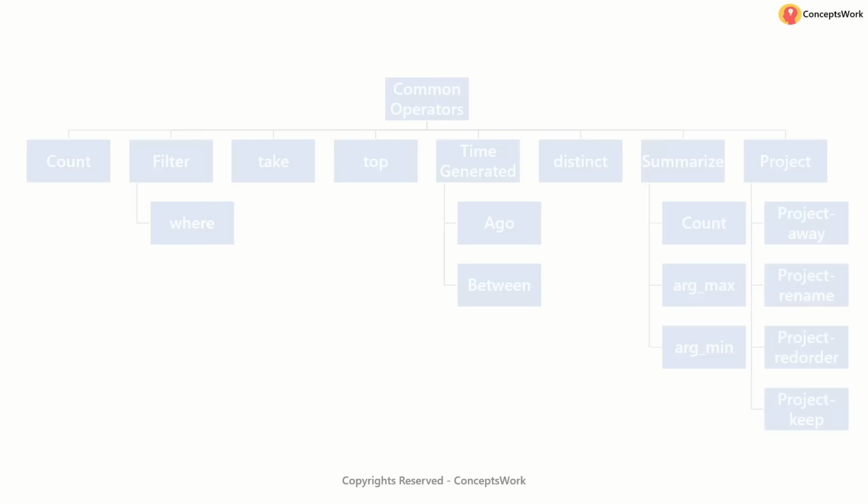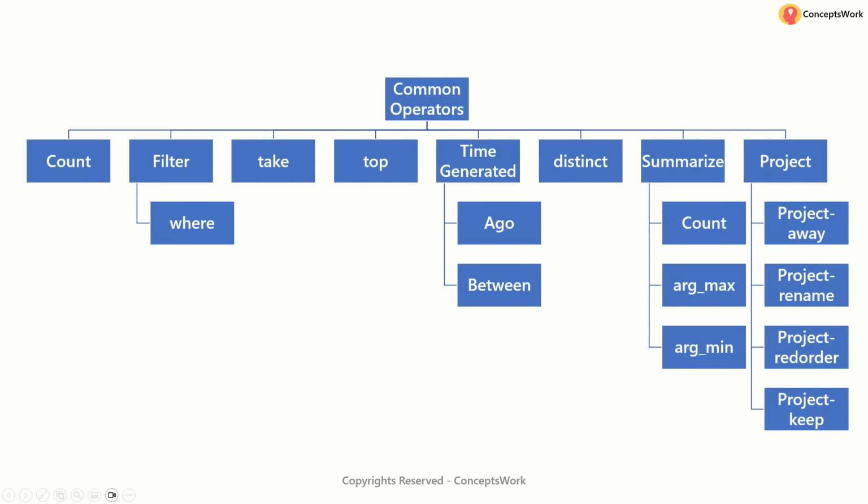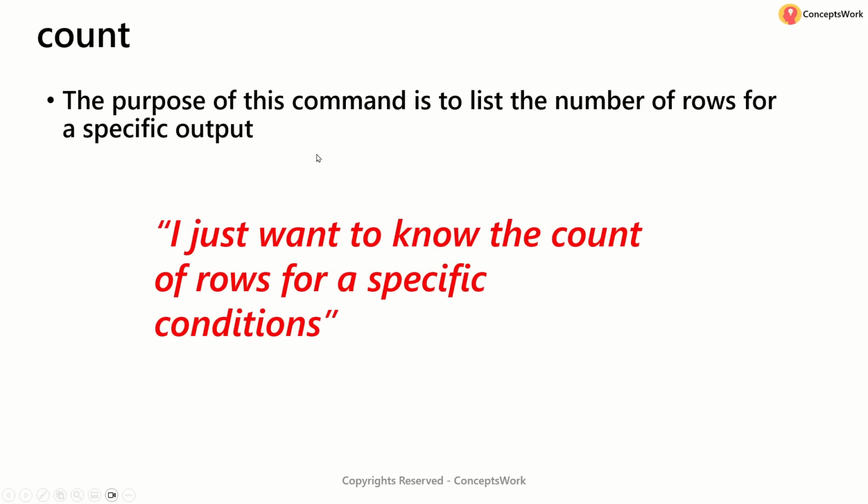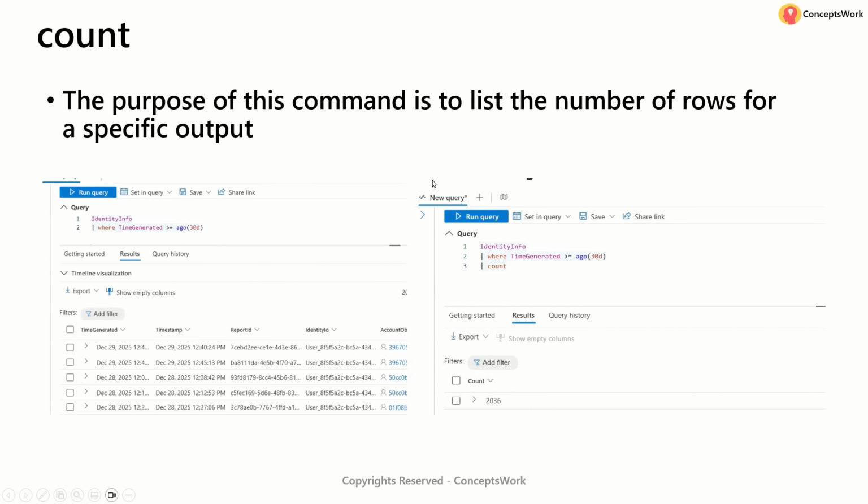Now, the very first operator that we are going to discuss is count. Okay, now what is the purpose of count? The purpose of this command is to list the number of rows for a specific output. So let's say you're writing a query and you just want to know the number of count of that particular result. You can just add count at the end and you will get the respective result. So let's say here I'm querying identity info where time generated is more than 30 days. And at the end, I just want the count. So it is giving me this particular result.